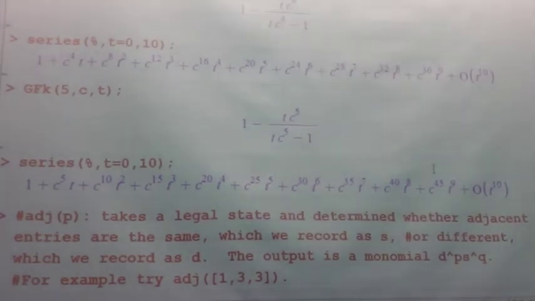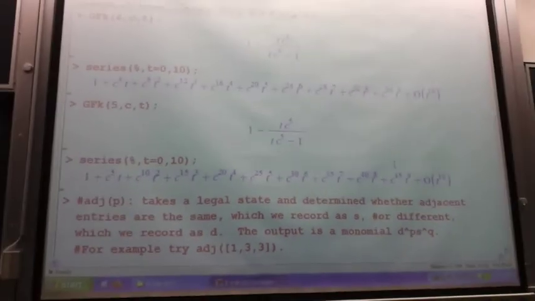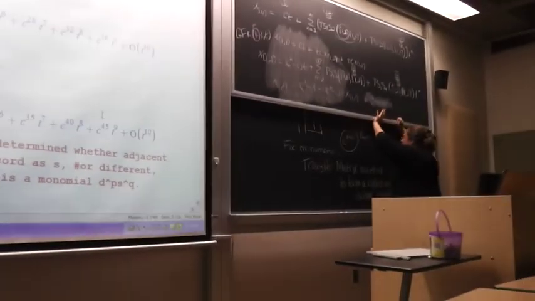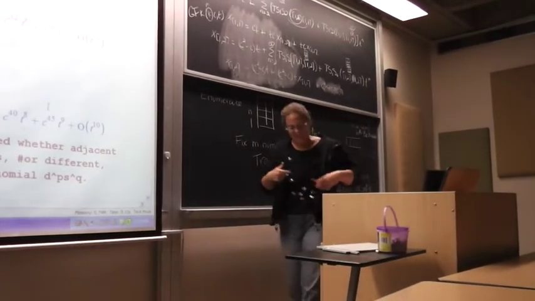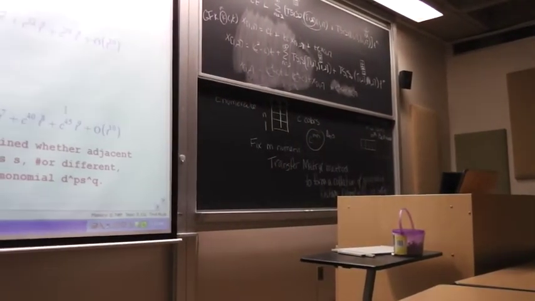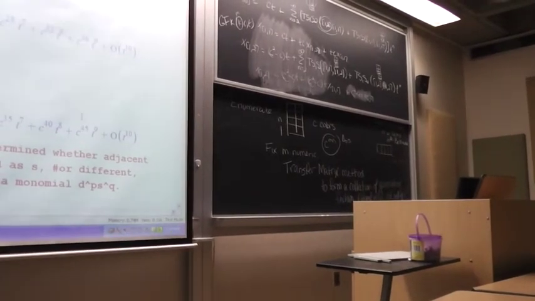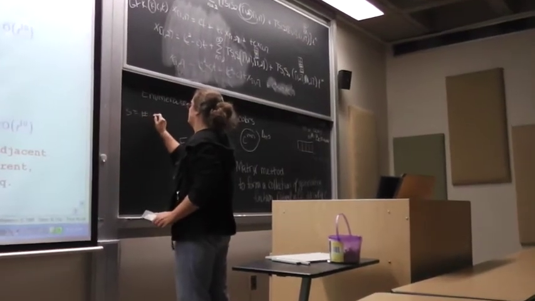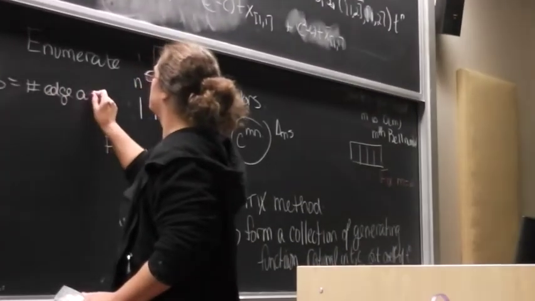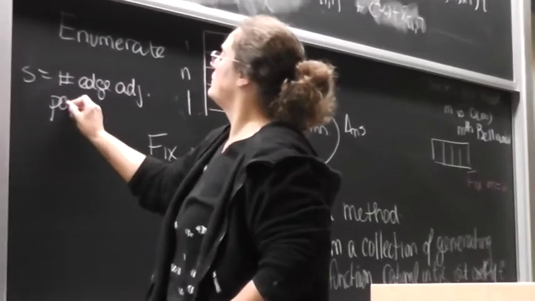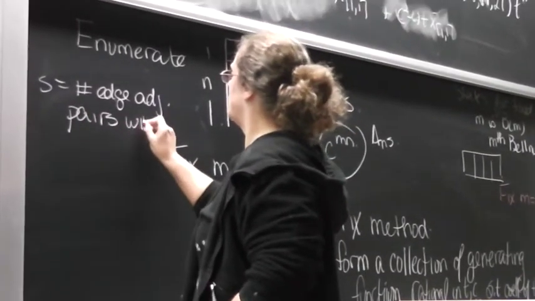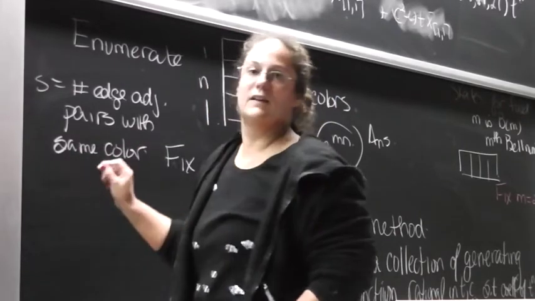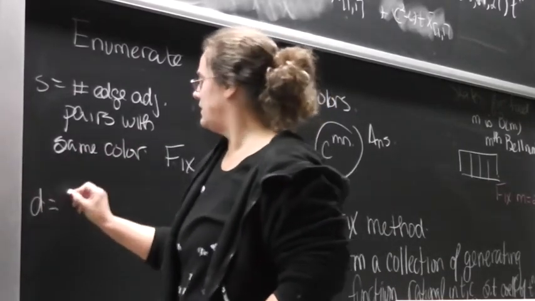But, all right, now I have to define. Remember, we said I'm going to keep all this in here, so I'm going to just adjust it. We're going to do what I used to hate when my professors did. We're going to write over. Okay, so we're going to let S be the number of edge adjacent pairs with the same color, and D be the number of edge adjacent pairs.